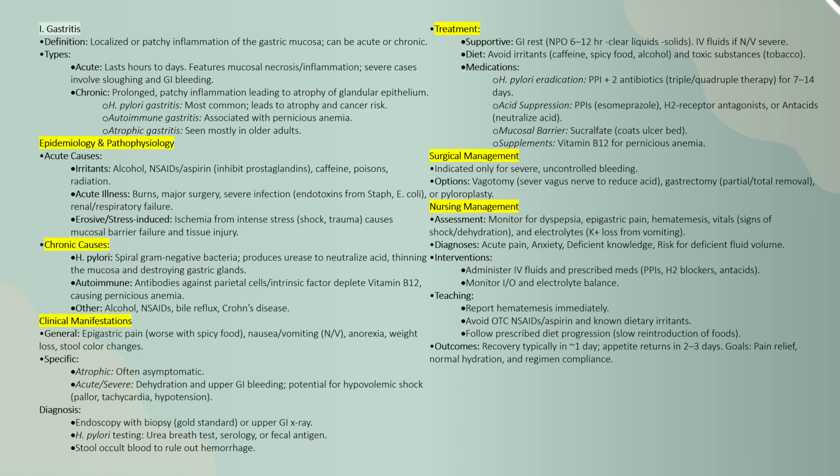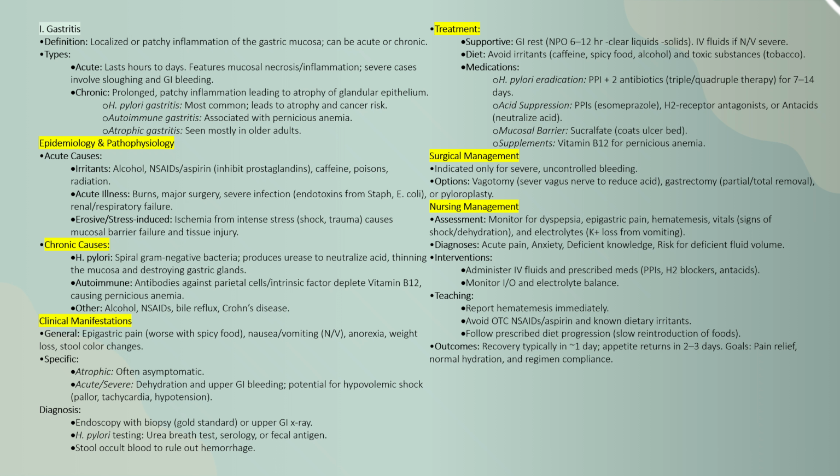Clinical manifestations. We have the common symptoms: epigastric pain, sometimes exacerbated by spicy food, nausea and vomiting, weight loss, decreased appetite, and changes in stool color. Atrophic gastritis may have no symptoms. Severe cases cause dehydration or upper GI bleeding, which can lead to hypovolemic shock, with pallor, tachycardia, hypotension.